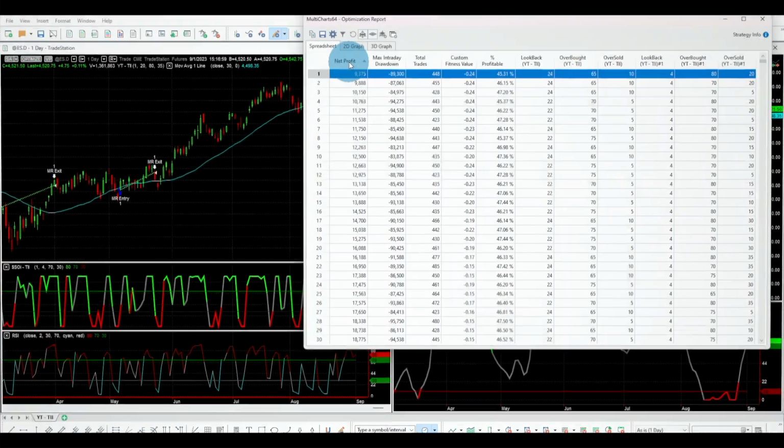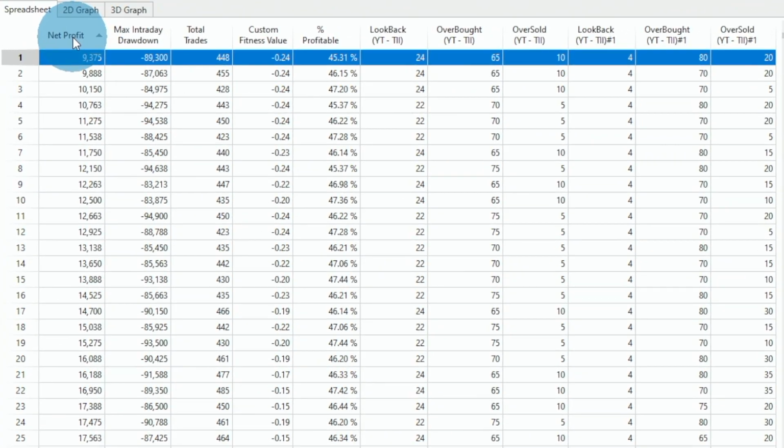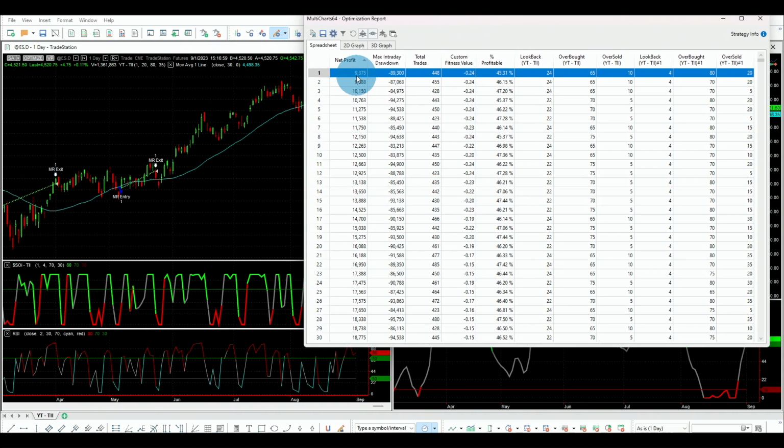So I optimized the look back period, the overbought, and the oversold, with total number of optimizations of 345,000 strategies. So first thing, if we sort by net profit, we can see that all strategies are profitable, more than 329,000 strategies. Of course, this doesn't cut it because it's 9,000 net profit and no commission, no slippage. So this is a losing strategy actually.